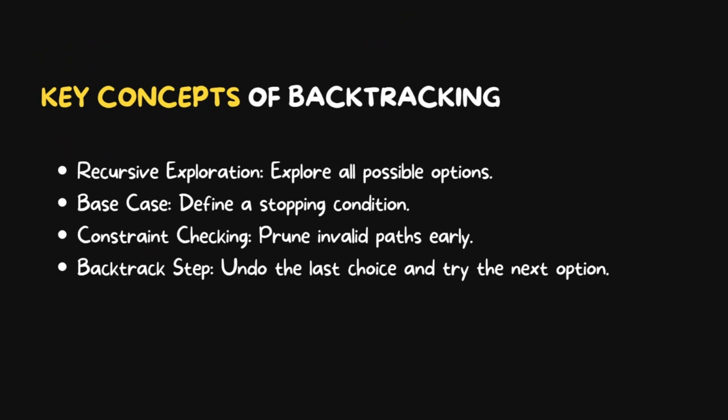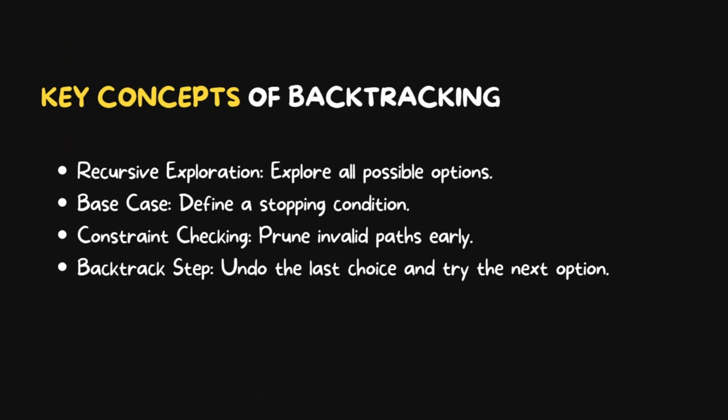Backtracking relies on 4 key concepts. First one is recursive exploration. We use recursion to explore all possible solutions. Second one is the base case, the stopping condition that tells us when we have reached a valid solution or exhausted all possibilities. Third one is constraint checking. We check if the current choice is valid. If it violates the problem's constraints, we discard it. The fourth one is the backtrack step. If a choice doesn't lead to a solution, we undo it and try another option.